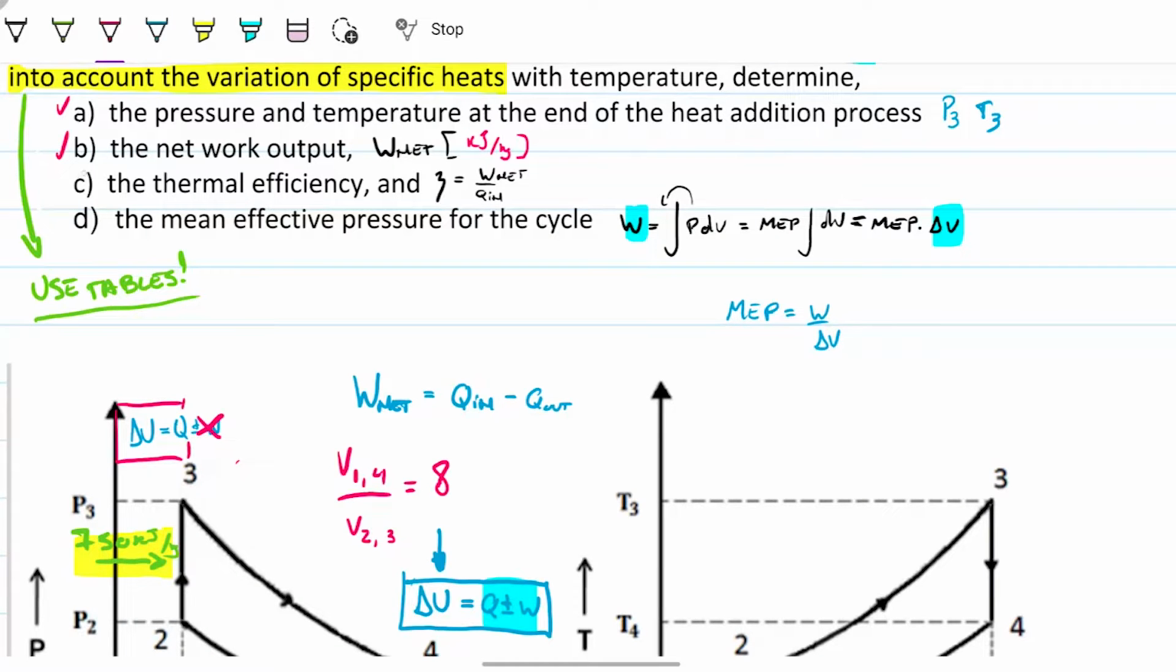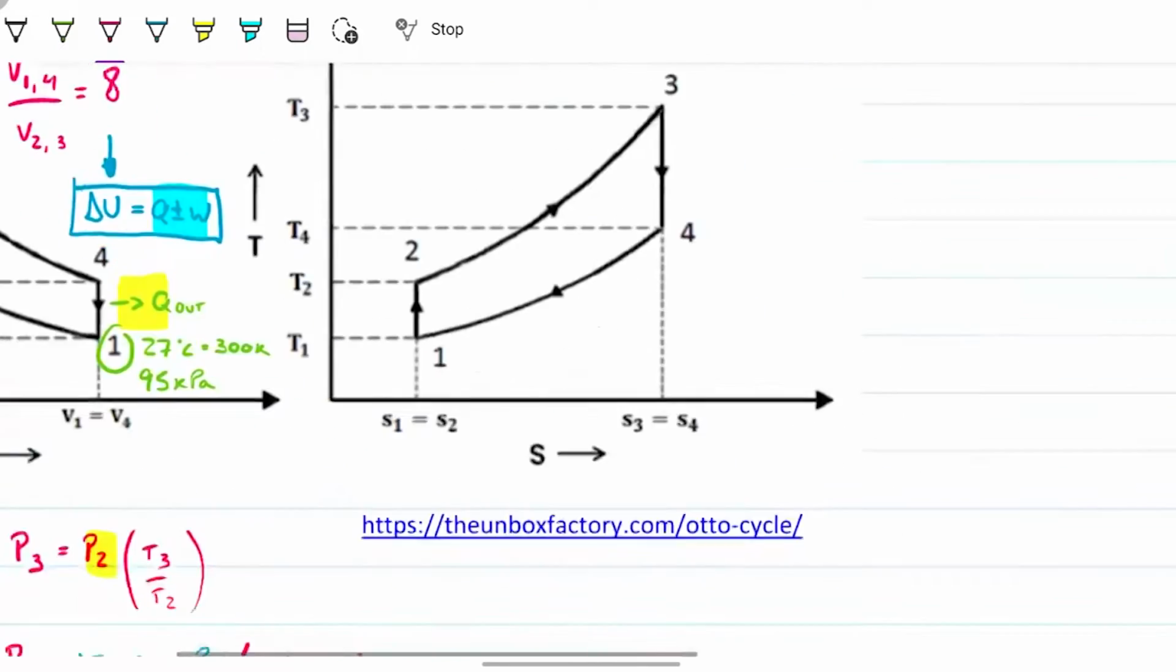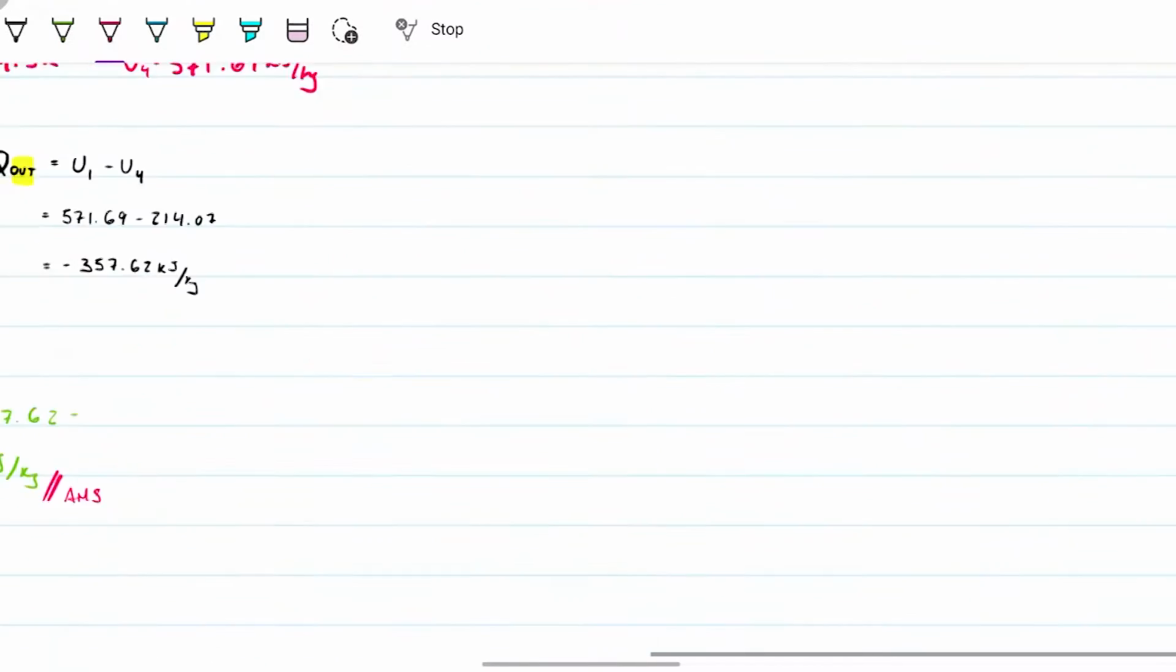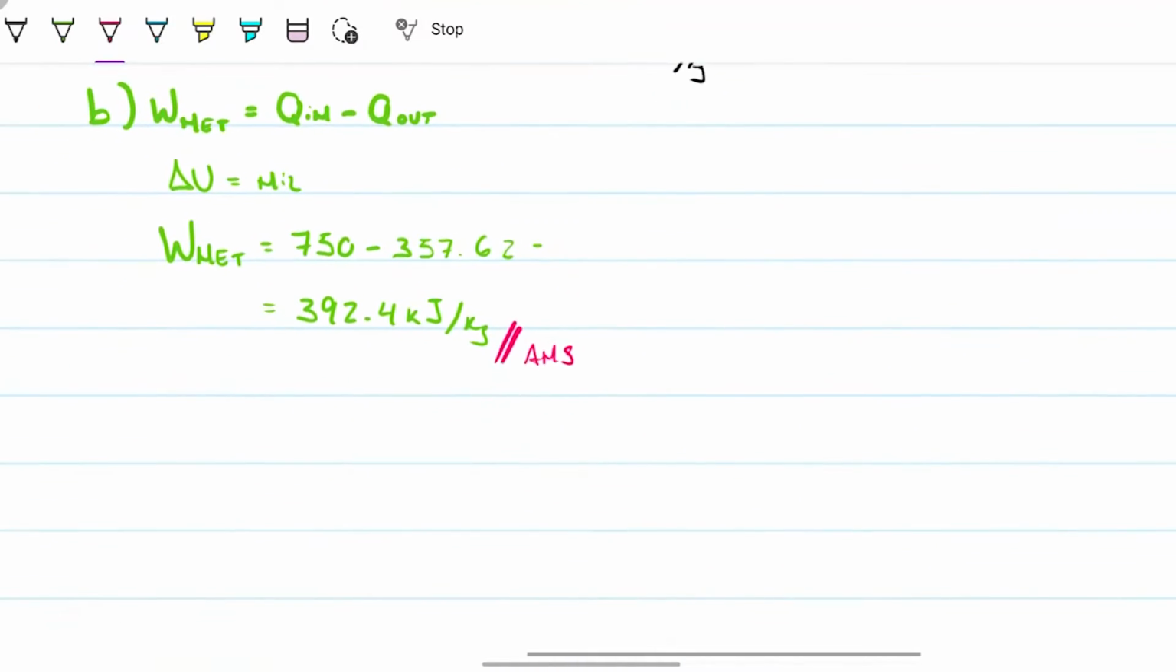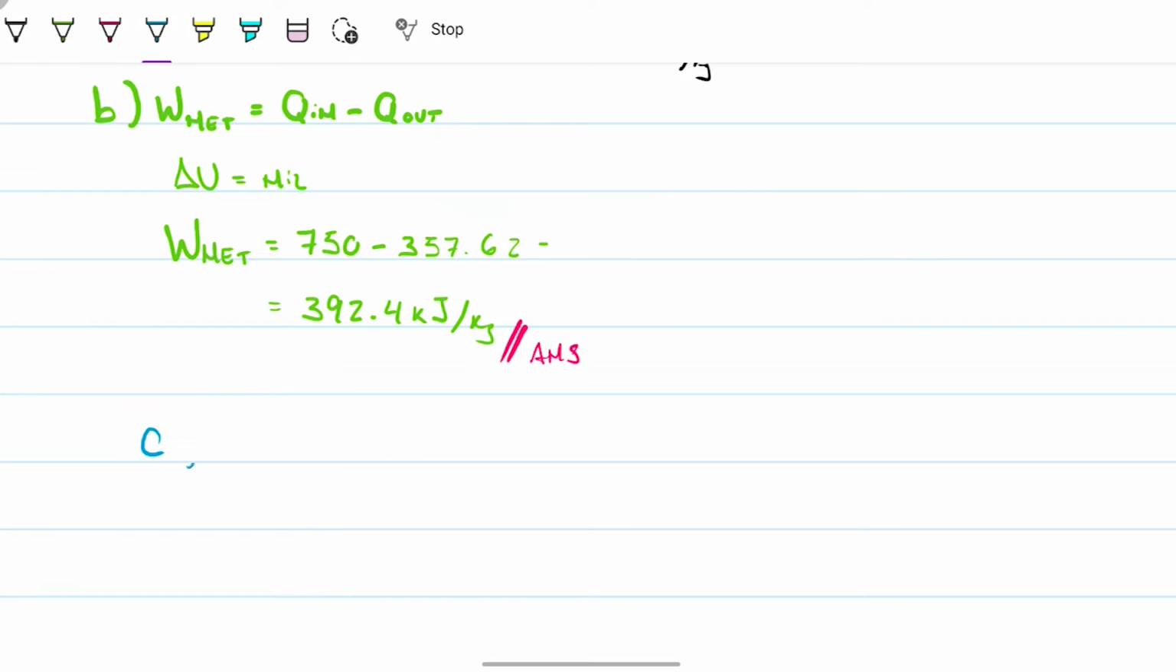This is done. Thermal efficiency. Now for the easy part. We did all the hard work. Thermal efficiency is how much I was able to get out of my system divided by how much I had to put into my system. What I had to put in was the heat addition process, which we know is 750 kilojoules per kilogram. What we got out, 392.4, also kilojoules per kilogram.